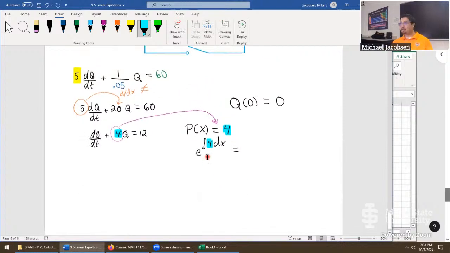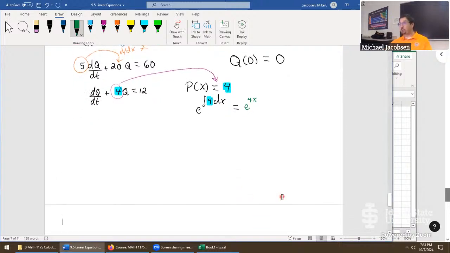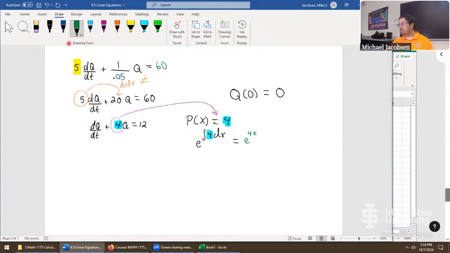So with that as our antiderivative, we're going to get e to the power 4x. Pretty fast antiderivative. Again, we take the simplest antiderivative, so no plus c on that one. What we do with it is we take e to the 4x, we're multiplying it on both sides. Here's where the check with the product rule may or may not work, but we're going to do that next check. It's going to turn into e to the power 4x dq dt plus 4 e to the power 4x q equals 12 e to the power 4x.